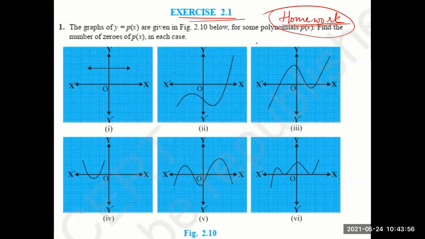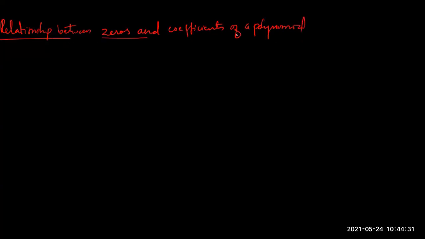Okay. So the next part is the relationship between zeros and coefficients of a polynomial. So this is the next heading: relationship between zeros and coefficients of a polynomial.